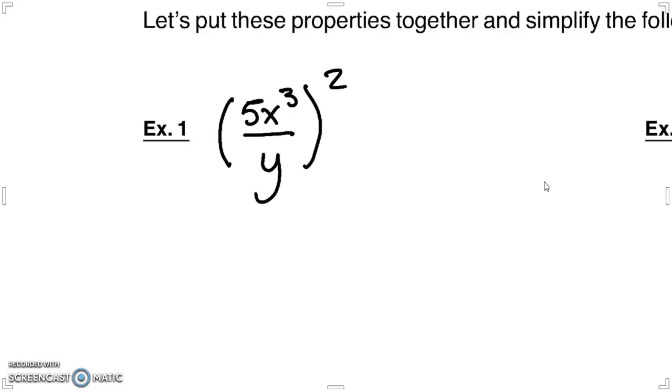So we're going to do some examples and put these together. Your examples are already written in. Mine are not. It came out a little wonky on my digital end.